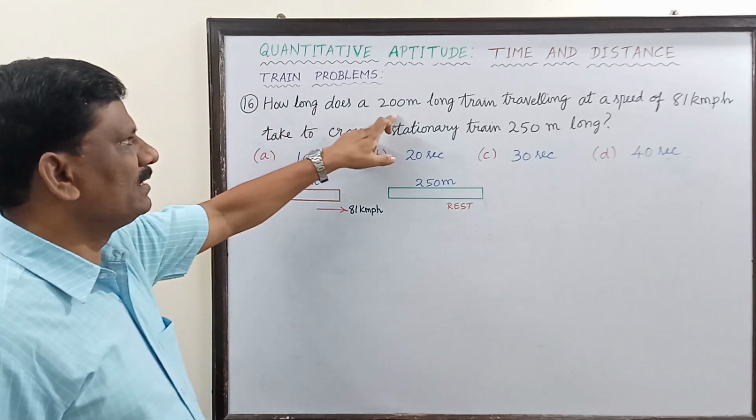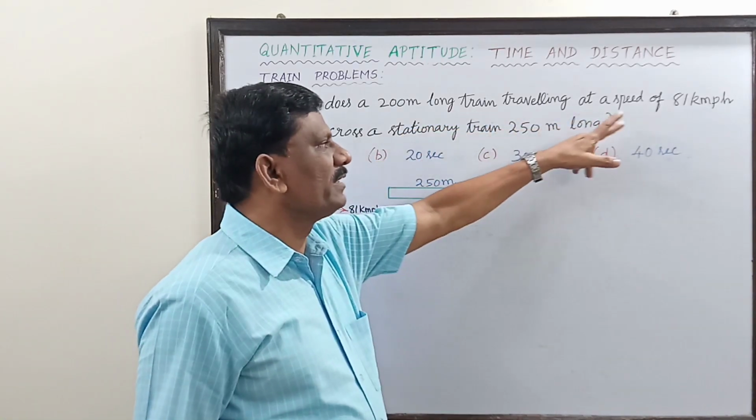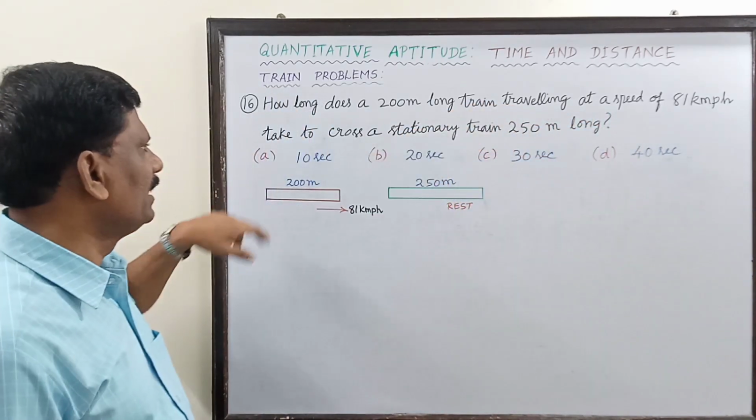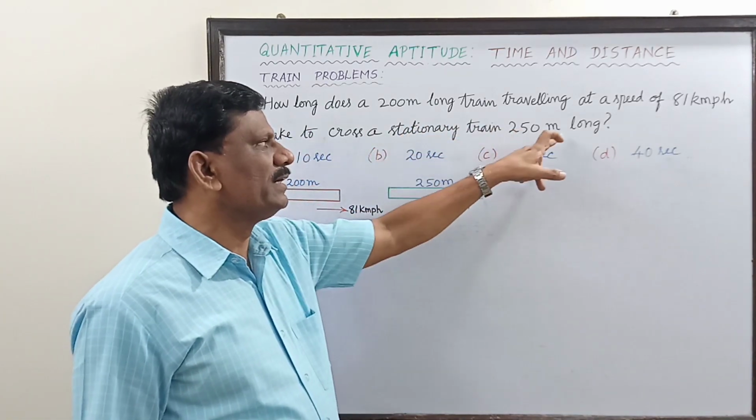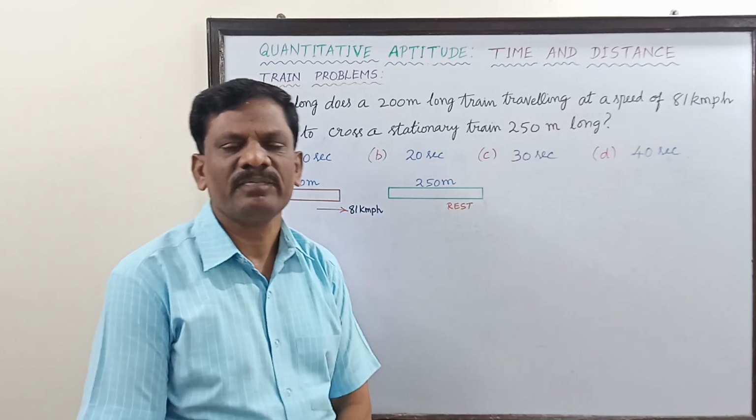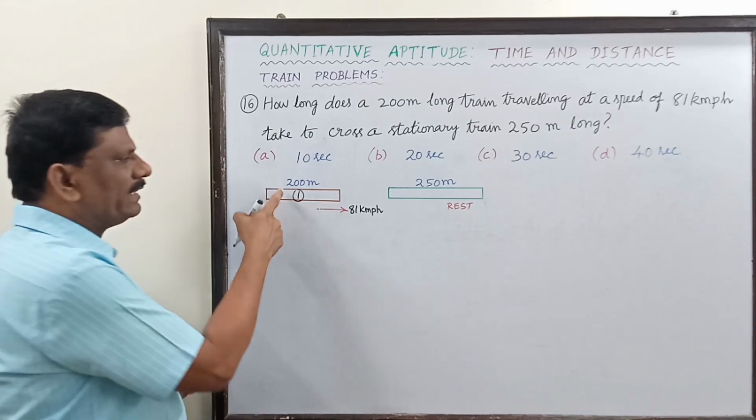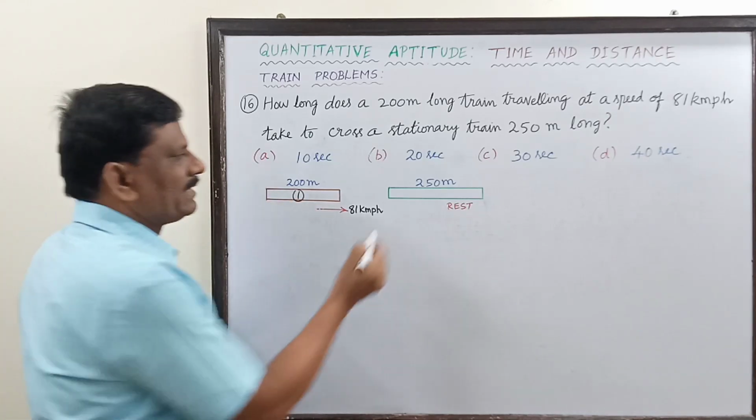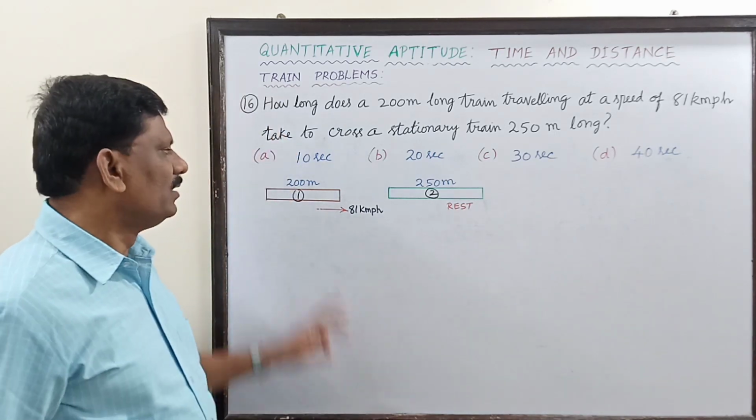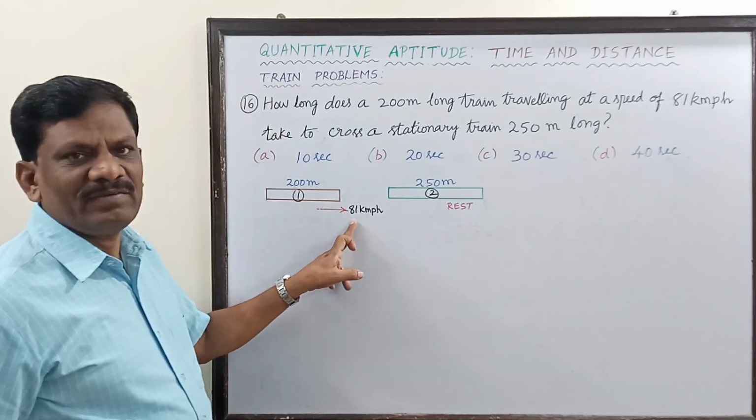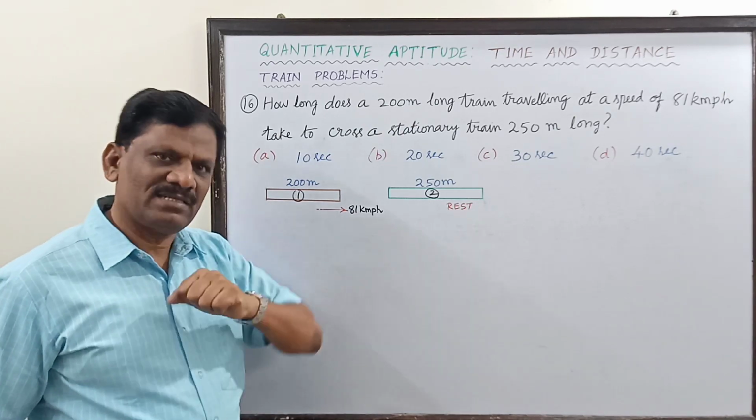Problem number 16. How long does a 200-meter long train traveling at a speed of 81 km per hour take to cross a stationary train 250-meter long? So there are two trains. The first train has a length of 200 meter. The second train has a length of 250 meter. The speed of the first train is given in kilometer per hour. The second train is at rest.